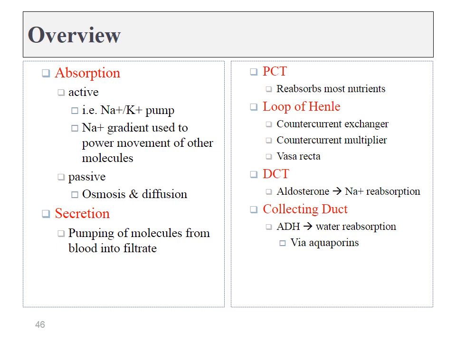To do all of that, I'm going to be discussing the processes of absorption and secretion. And next, I will be assigning functions to the other parts of the nephron that we haven't covered yet: the proximal convoluted tubule, loop of Henle, the distal convoluted tubule, and the collecting duct. And I'll be introducing a couple of hormones that function at specific places here.